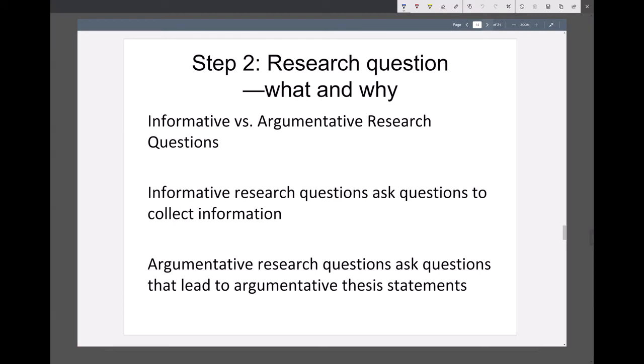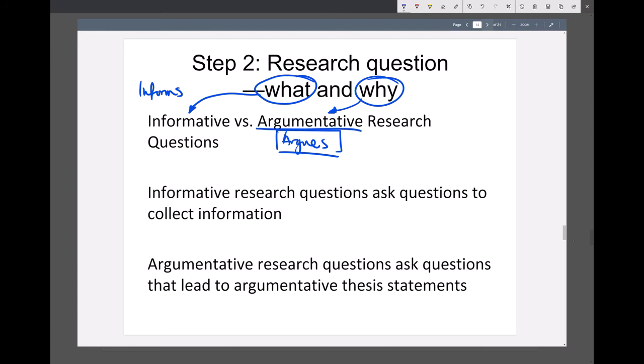And to clarify the what and why, we have some words for you that you can remember. So a what question informs: you can take notes and give a lecture. And a why question argues. Because we're writing an argumentative research essay, we want to ask why questions. But before we learn which why questions we can ask, we start here. We want to be informed first.